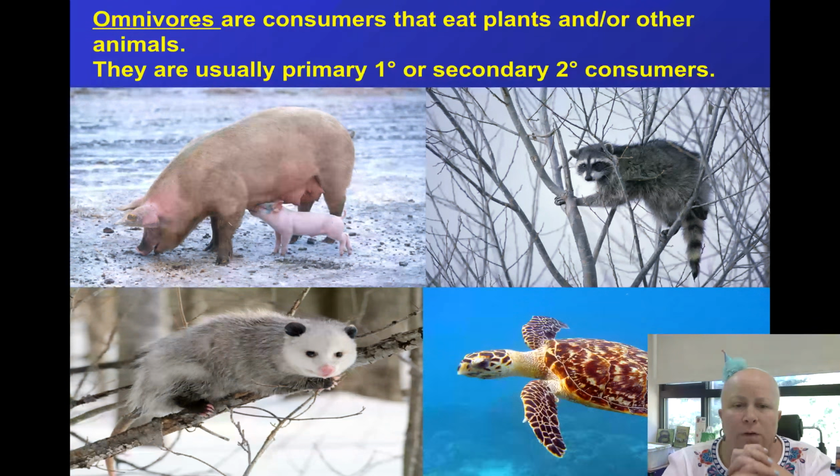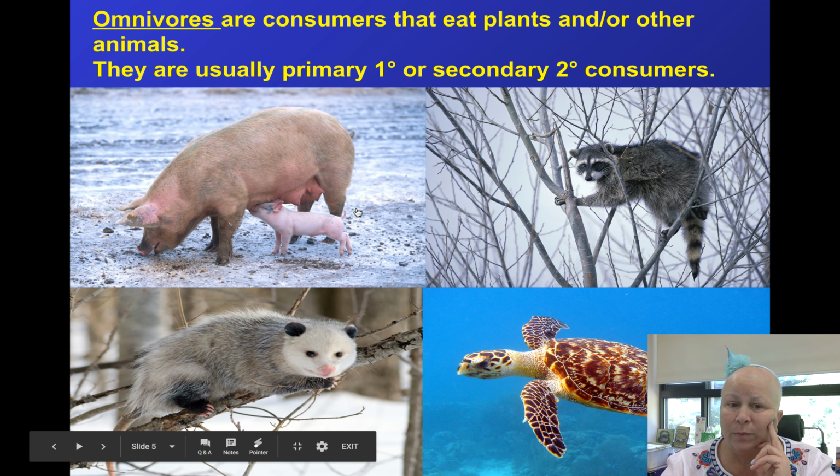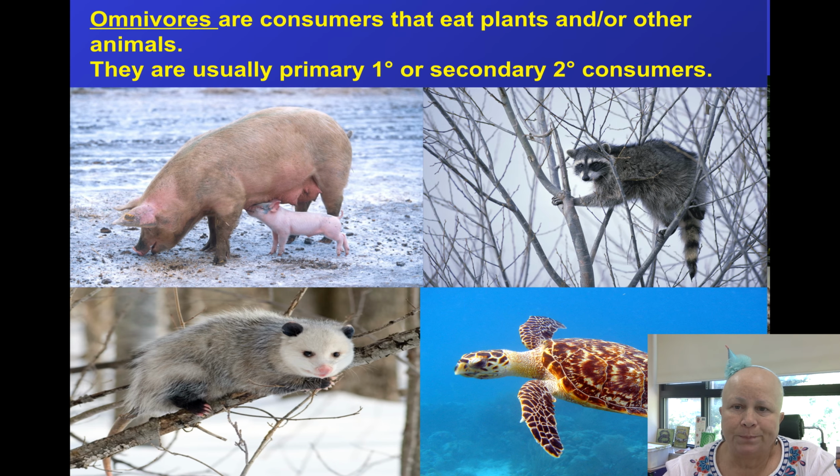Then there are the omnivores. They're consumers that eat plants, producers, or other animals, and they're usually primary or secondary consumers, first level or second level consumers. And again, we can use the 1 degree or 2 degree as a shorthand. So some examples of that would be like a pig. Pigs will eat plant matter and also meat. Raccoons. This is a possum down here in the left corner. And then some turtles also are omnivores and will eat some producers, and they'll eat some animals as well.